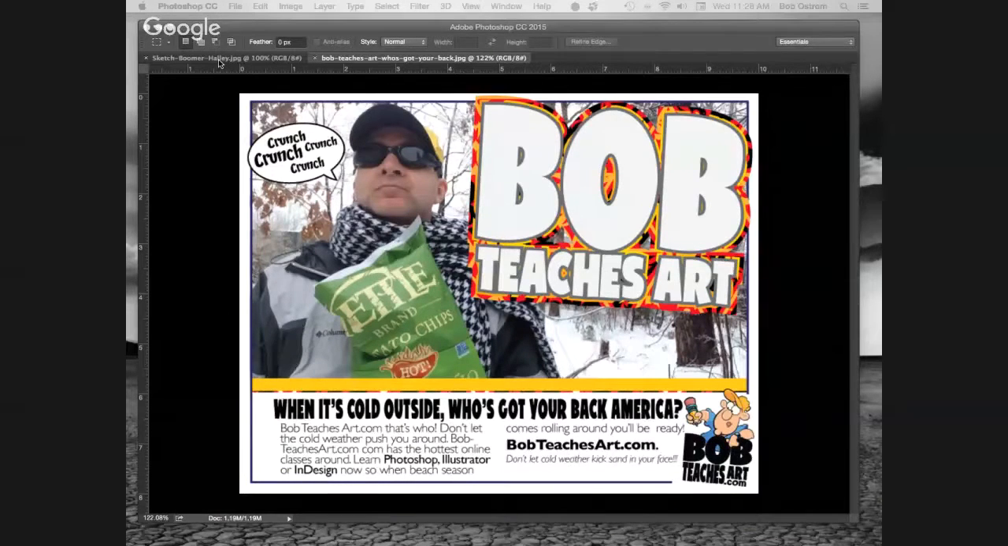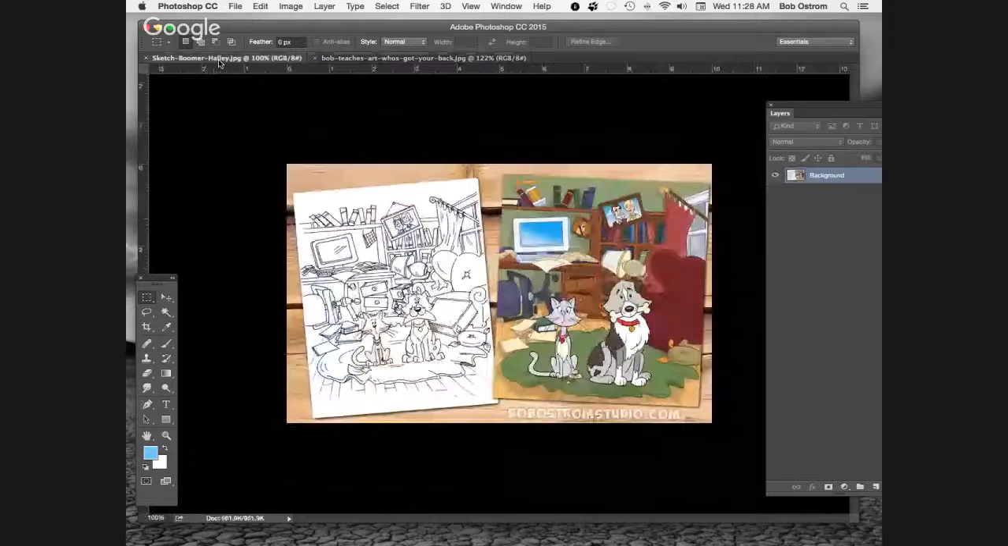So how does one really learn a program as immensely complicated as Illustrator? Where does one start with something like this? You're a good person to ask because you teach it.